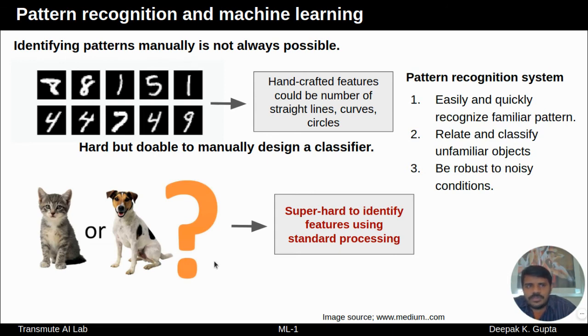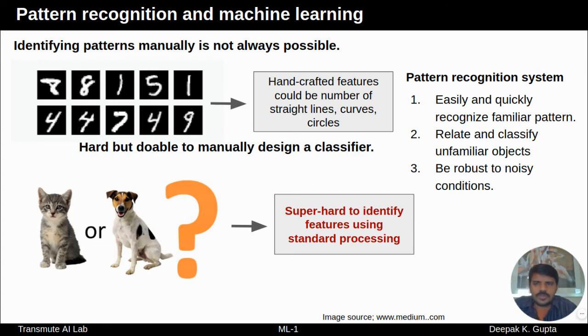Now, what's important for a pattern recognition system? It is easy and quick in terms of recognizing the familiar patterns. So if we're building a pattern recognition system manually, and if we have this type of data, I don't think we can really come up with features that can recognize each of these samples. Now, another important characteristic of pattern recognition is that it should be able to relate and classify unfamiliar objects. We don't want the model to learn only the digits that we show it or only the pictures of the dog or cat that we show, but it should also be able to relate and classify pictures of dogs which are similar to this one, or at least in close proximity. So we want our model to generalize.